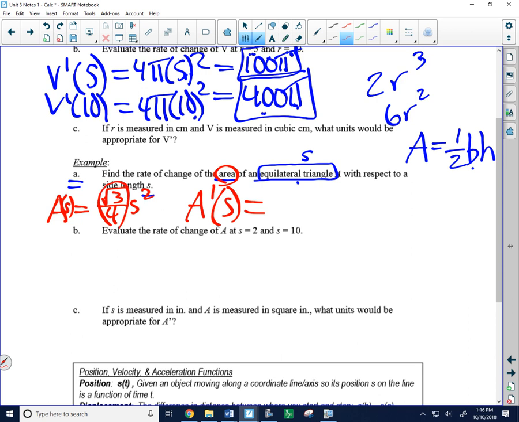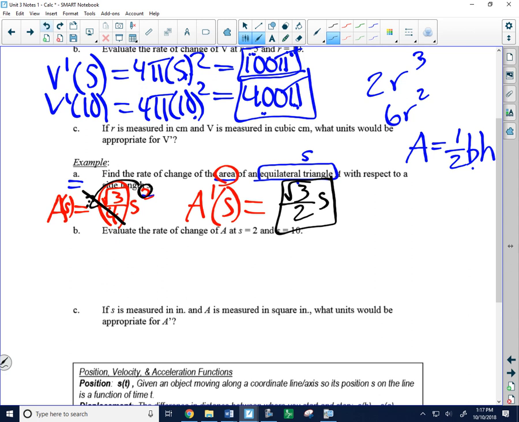Again, this is a number, so I bring down the 2 here. I can reduce the 2 over 4 to 1/2. And then I subtract 1 from the 2 in the s squared, so this becomes s to the first. So again, 2 over 4 cancels out to be 1/2. I just didn't write the 1 and just left the radical 3 over 2. That's it. And now the next question, we just plug in certain values.